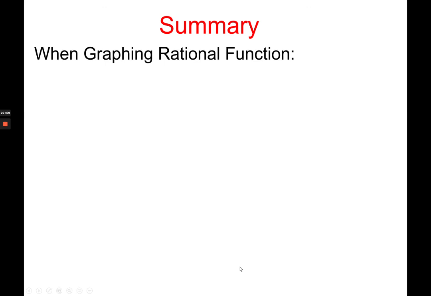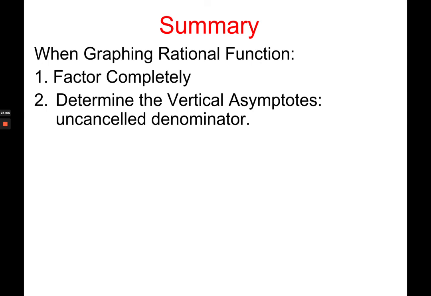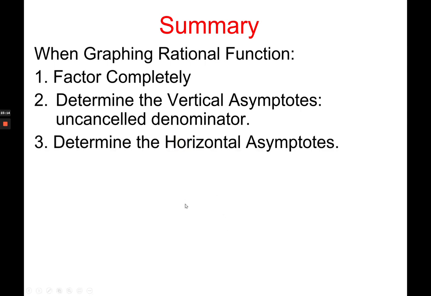To summarize, when graphing a rational function, always remember step 1, factor completely. And then step 2, determine the vertical asymptotes. It is based on the uncancelled factors, uncancelled denominators. Step 3, determine the horizontal asymptote. Remember, there are 3 cases and they are based on degree over degree.